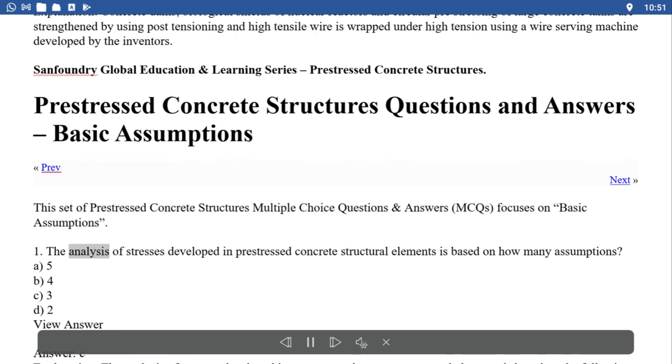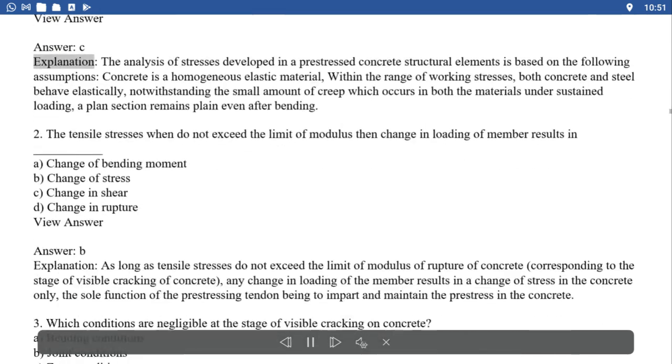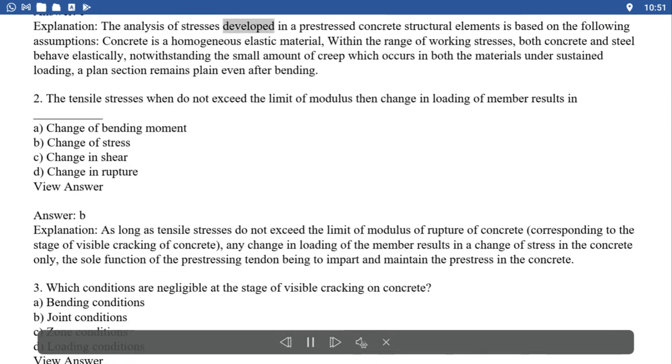This set of pre-stressed concrete structures multiple choice questions and answers focuses on basic assumptions. 1. The analysis of stresses developed in pre-stressed concrete structural elements is based on how many assumptions? A. 5. B. 4. C. 3. D. 2. Your answer. Answer C. Explanation. The analysis of stresses developed in pre-stressed concrete structural elements is based on the following assumptions.